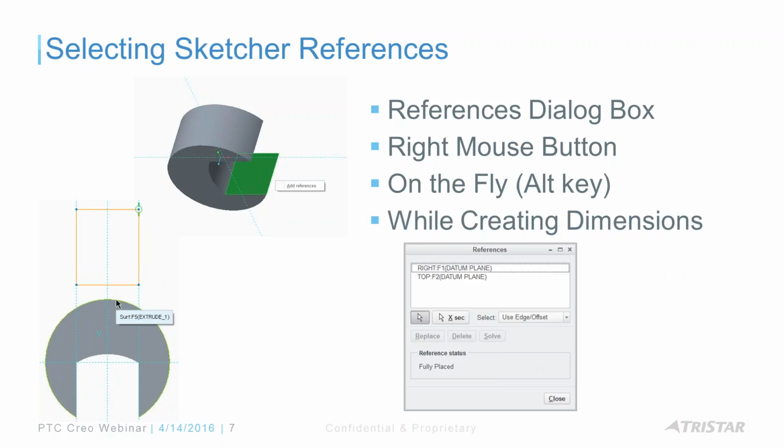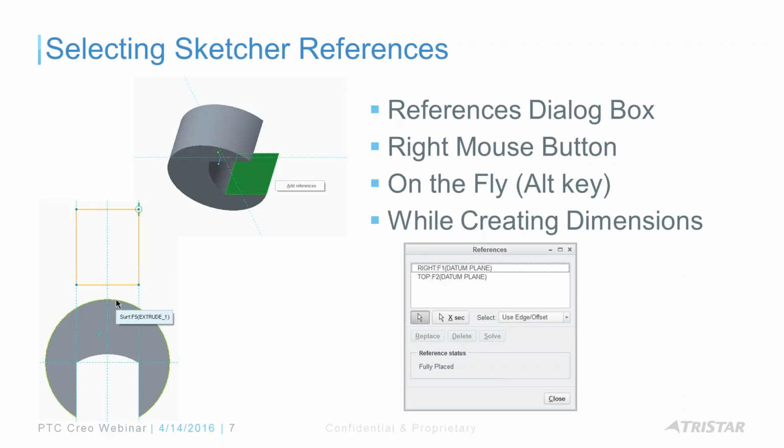The next thing is going to be on the fly. So let's say you started creating a rectangle or a circle, whatever shape you want, and as you're creating it, you realize that you have to use a reference. If you hold down the Alt key on your keyboard and select the reference, when you let go of the Alt key, that reference is going to be automatically added. So now you can use it.